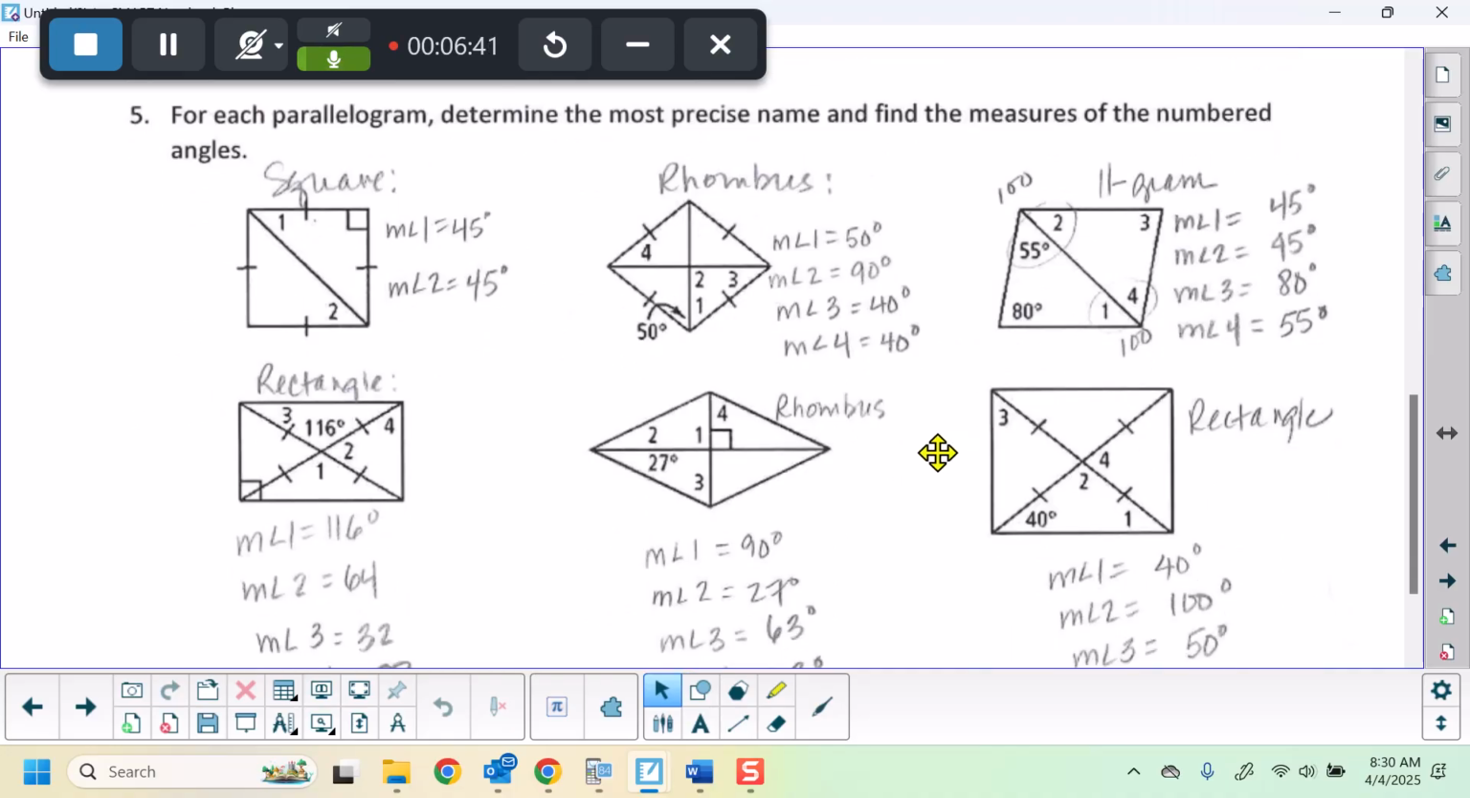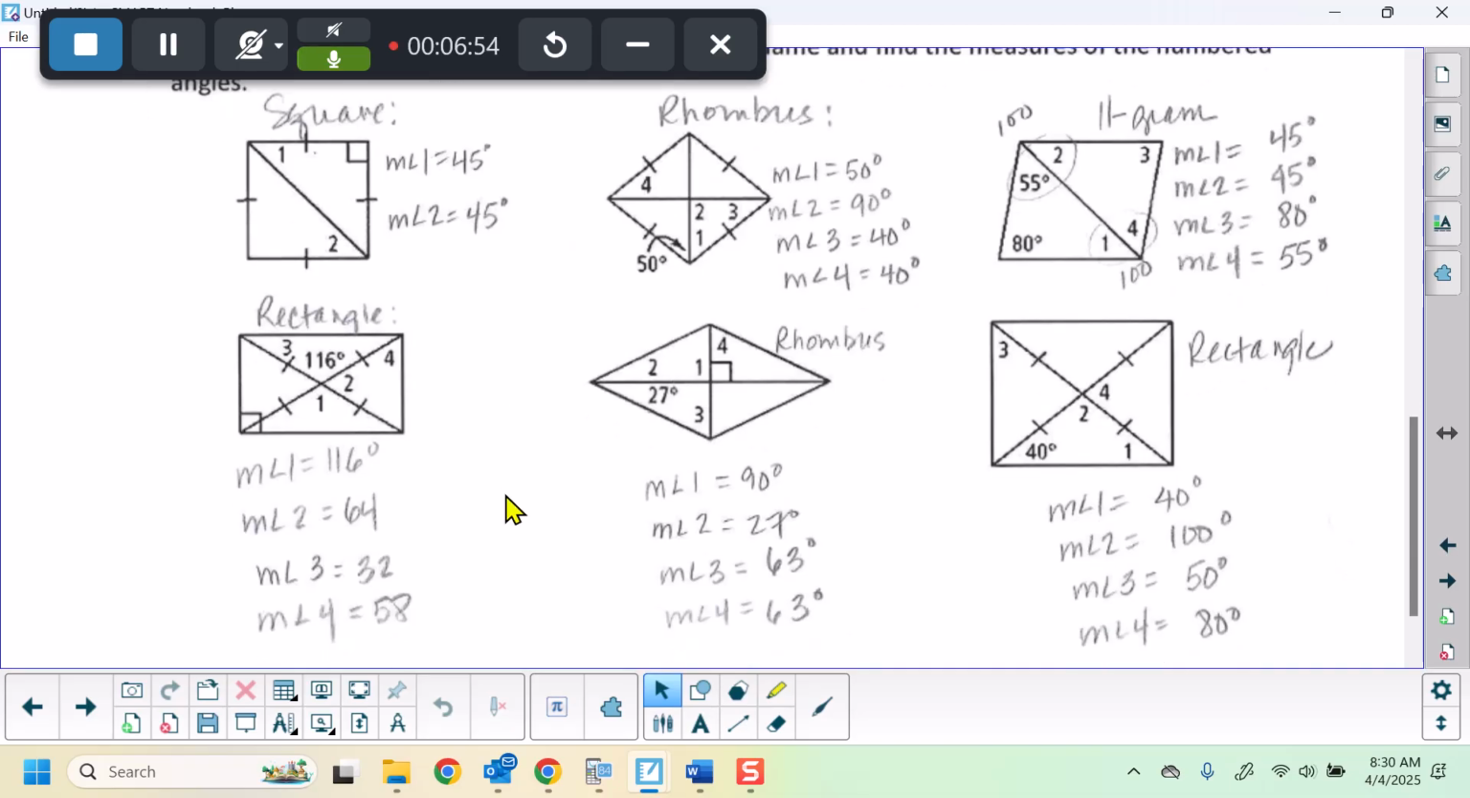Here we have determining your most specific name and then finding the measure of the angles. So any questions on solving these? Are we okay with those? Yeah? Go ahead, Molly. How'd you find the first ones down the rectangle? How'd you find 3? How did I find the measure of angle 3? Yeah.